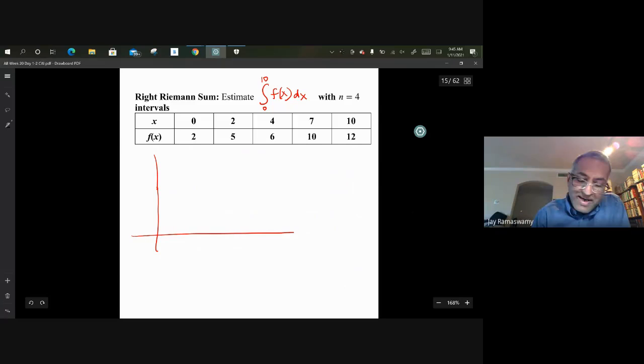So I'm just going to roughly make a graph. Okay, this is just rough. Pay attention. So at 0, I'm at 2. Hey, guys, this is rough. Okay, this is 2. At 2, I'm at 5. That height is 5. At 4, I'm at 6. Is everybody okay there? At 7, I'm at 10.